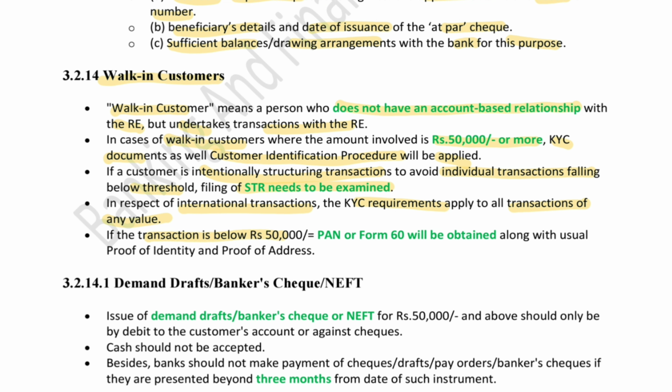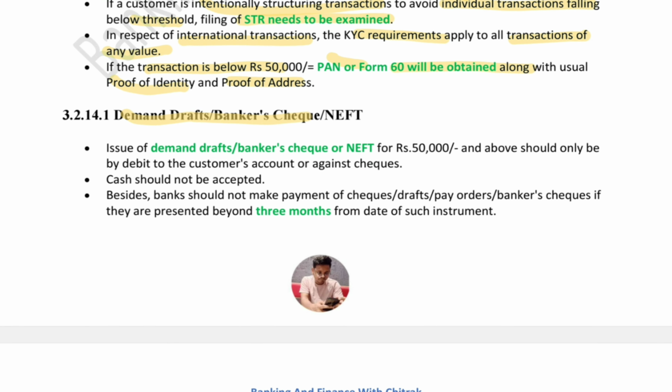If the transaction is below 50,000, PAN or Form 60 will be obtained along with the usual proof of identity and proof of address. Then demand drafts, bankers checks and NEFT. Issue of DD or bankers checks or NEFT for rupees 50,000 and above should only be by debit to the customer's account or against checks. Cash should not be accepted.